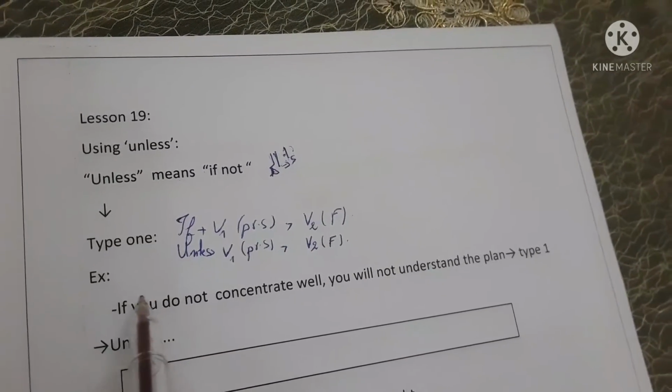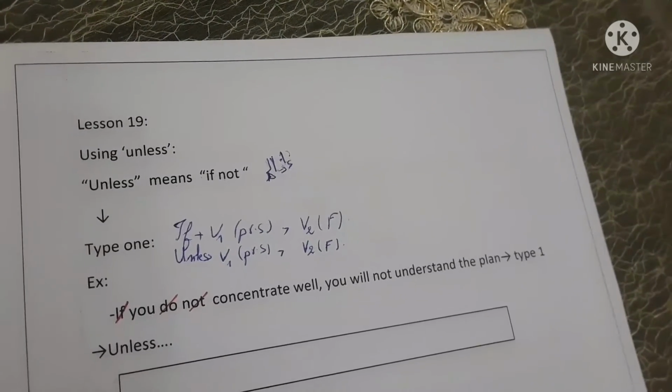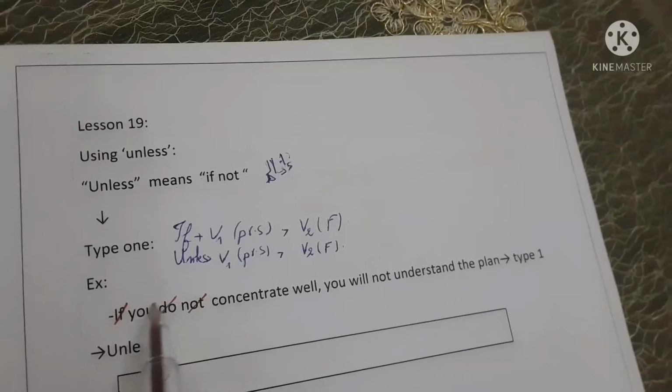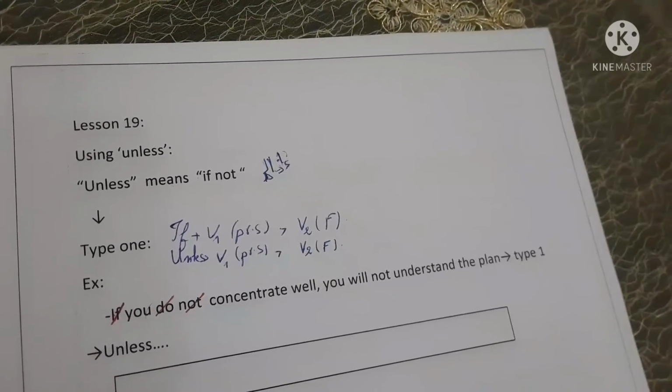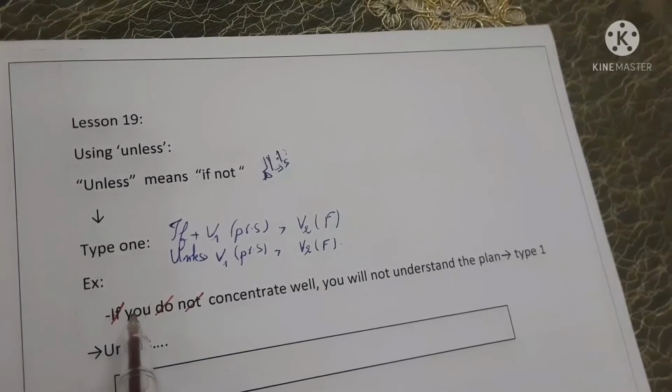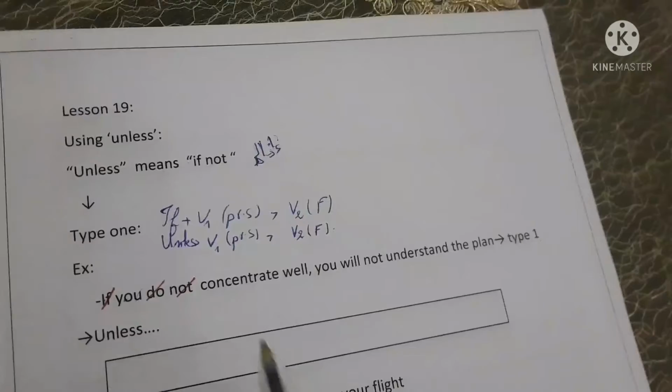We said unless is the negative of if. It means we omit if, we omit do, we omit not. We omit if and we omit the negative of if. Then we write our sentence with unless plus the subject plus the verb.